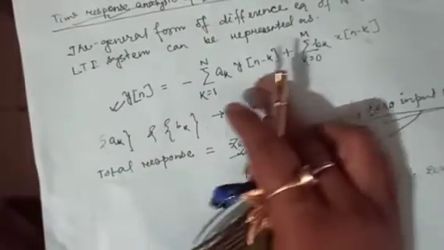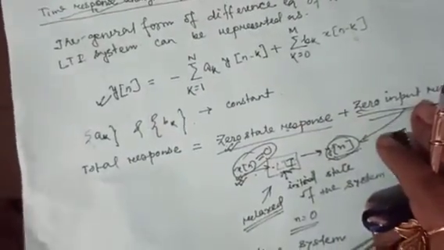Okay, these nth order difference equations for LTI systems can be written in this way also: summation over k from 0 to n of a_k y of n minus k, with all the y terms on the left-hand side, and on the right-hand side summation over k from 0 to m of b_k x of n minus k, where n is called the order of the difference equation, and that means the order of the system.